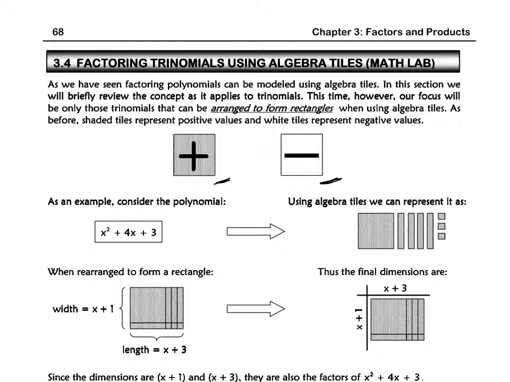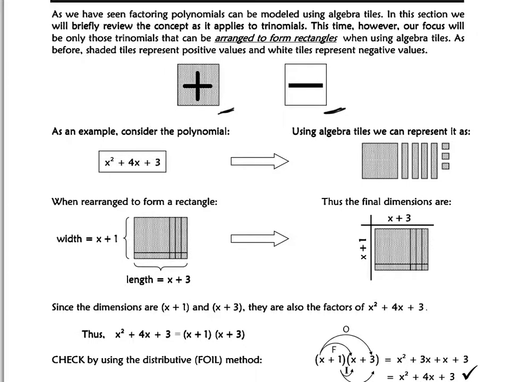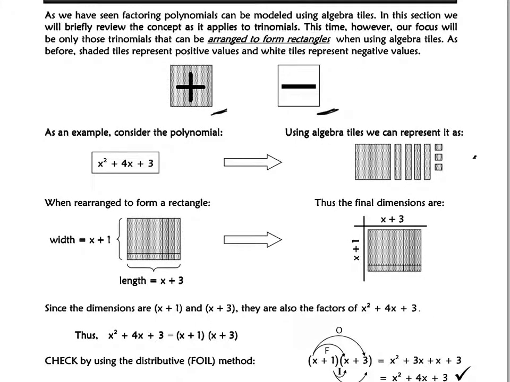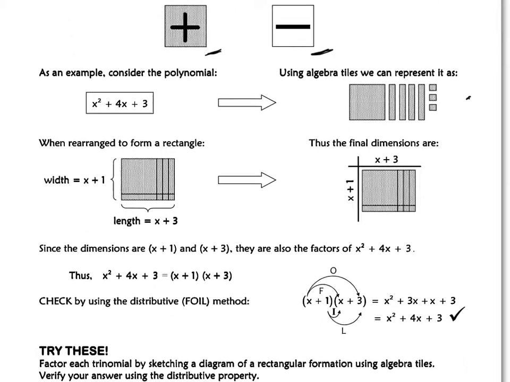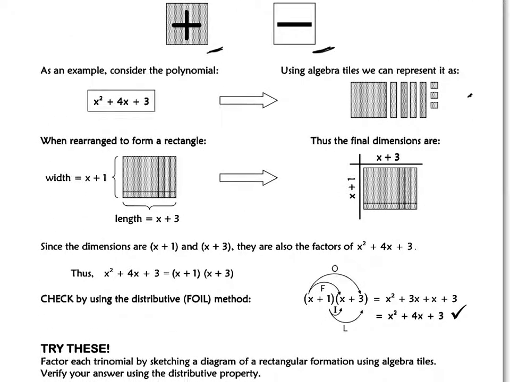In this particular case, we take the tiles that we've drawn and rearrange them into a rectangle form. You can see in this rectangle the arrangement of those tiles. It still has the x squared, the 4x strips, and the 3 unit tiles.